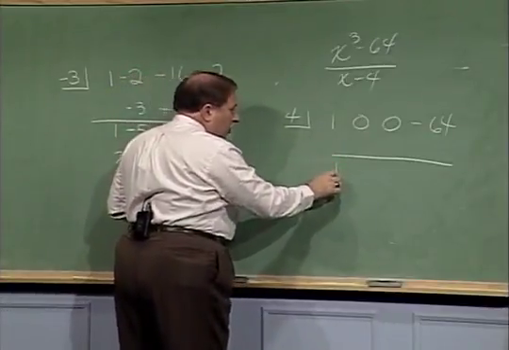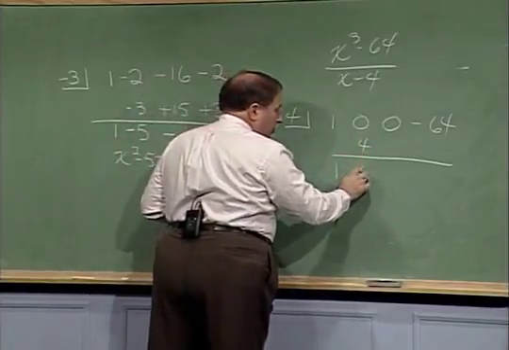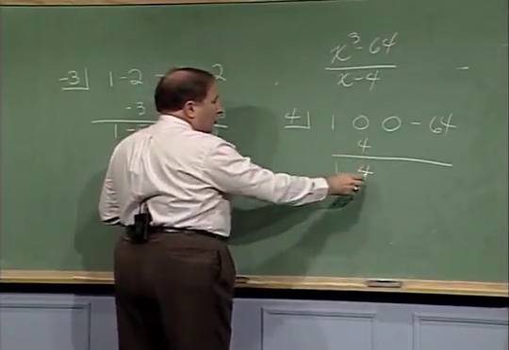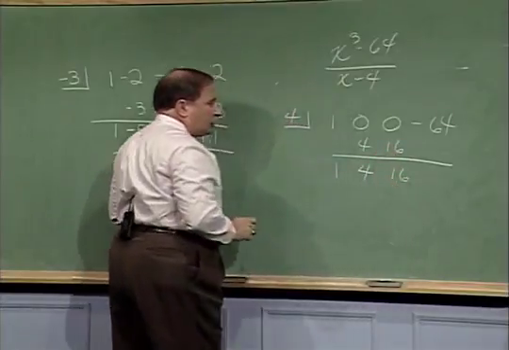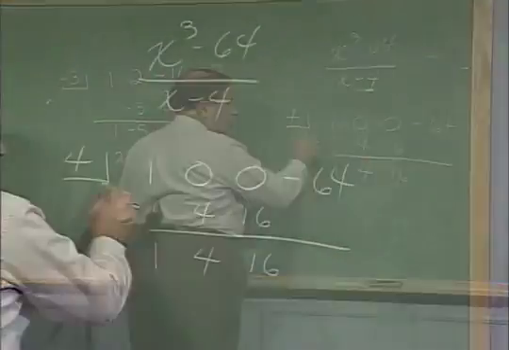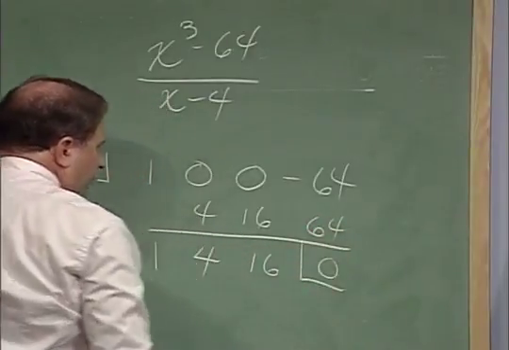Bring down the first one. 1 times 4 is 4. 0 plus 4 is 4. 4 times 4 is 16. 0 plus 16 is 16. 16 times 4 is 64. And of course, I get a remainder of 0.